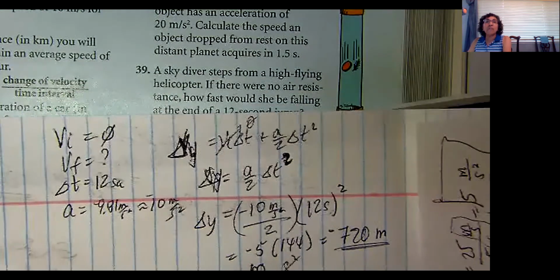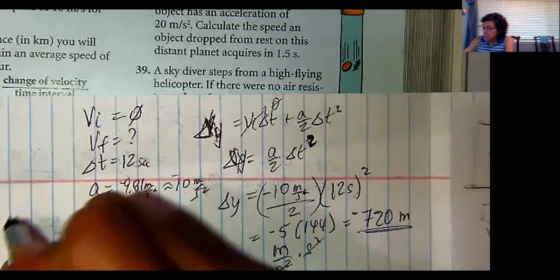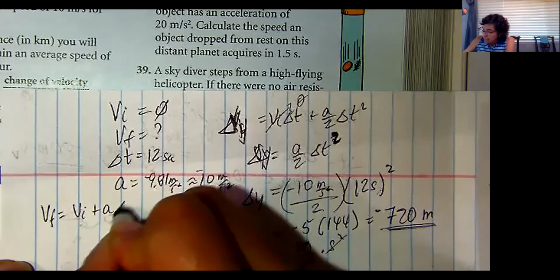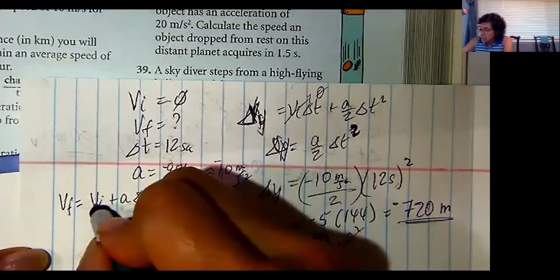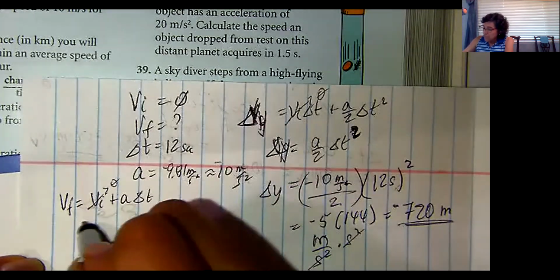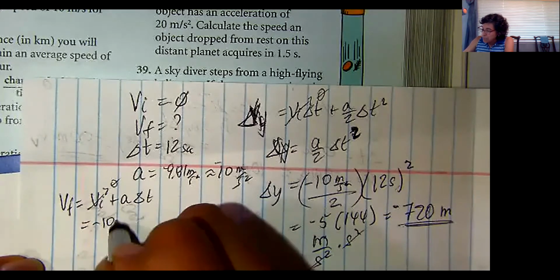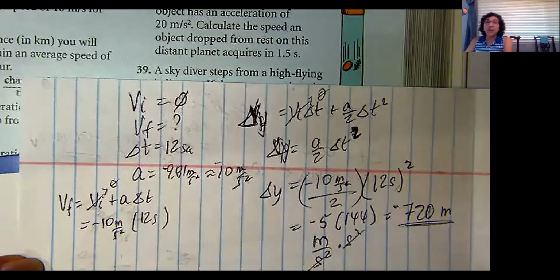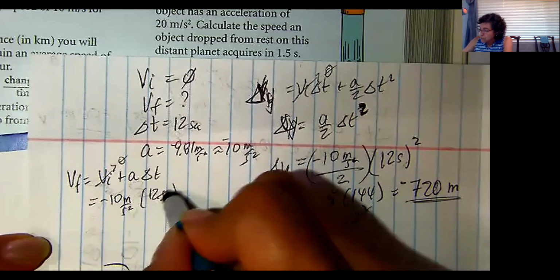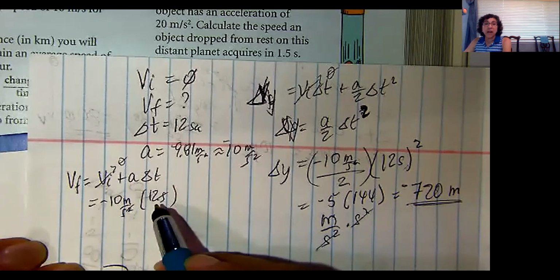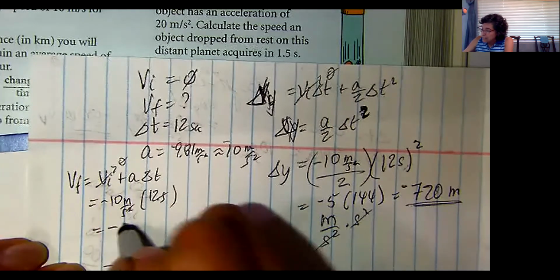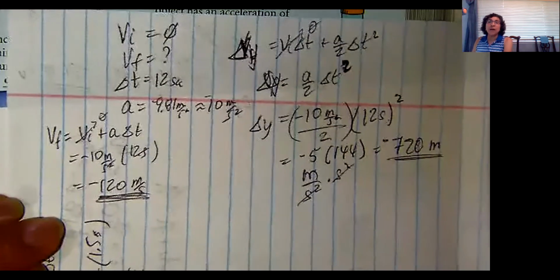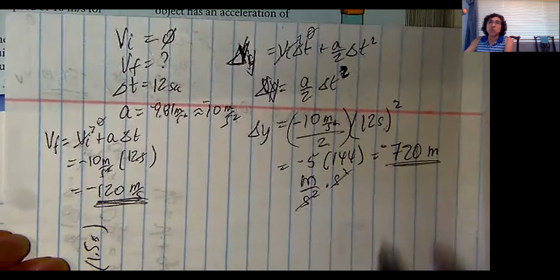How fast, again, I want v final. So let me do this here. v final is v initial plus a delta t. Our v initial is 0. So again, I'm going to put in here -10 meters per second squared times the time, which is 12 seconds. One of my seconds cancels out. And I'll end up with 10 times 12, which is 120, -120 meters per second.